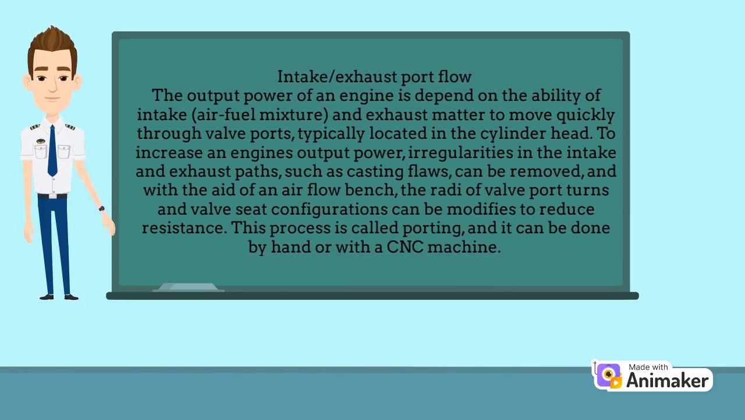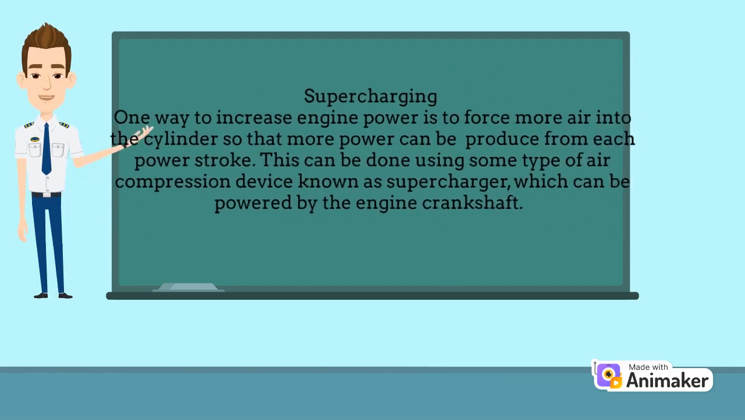Intake/exhaust port flow. The output power of an engine is dependent on the ability of intake air-fuel mixture and exhaust matter to move quickly through valve ports, typically located in the cylinder head. To increase an engine's output power, irregularities in the intake and exhaust paths, such as casting flaws, can be removed, and, with the aid of an airflow bench, the radial valve port turns and valve seat configuration can be modified to reduce resistance. This process is called porting, and it can be done by hand or with a CNC machine.